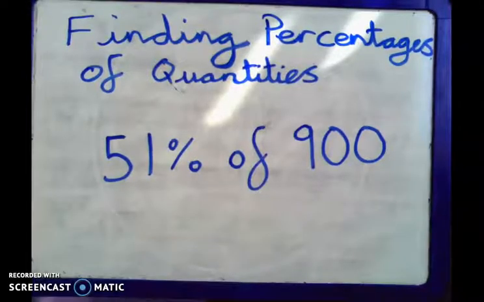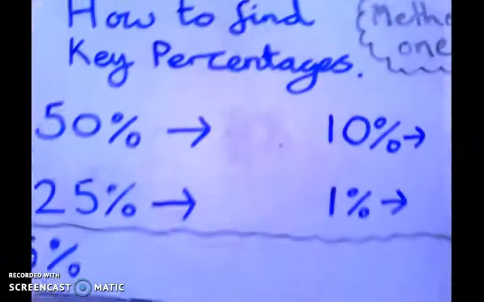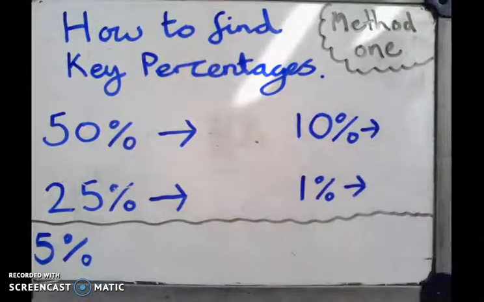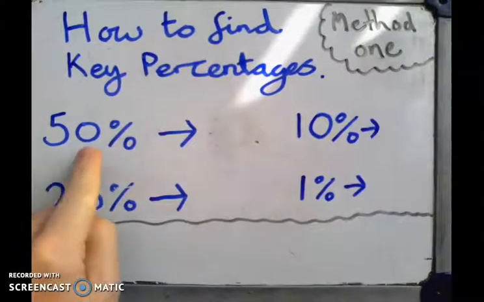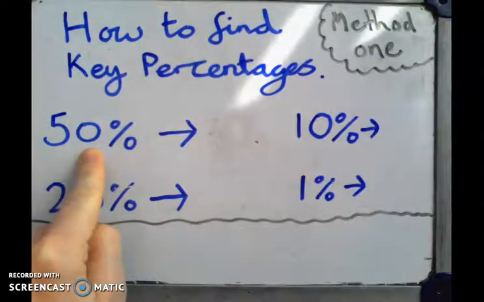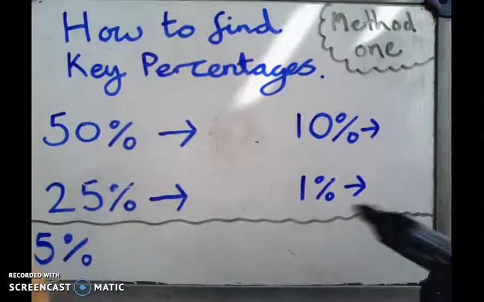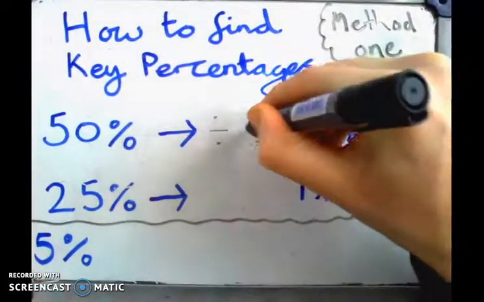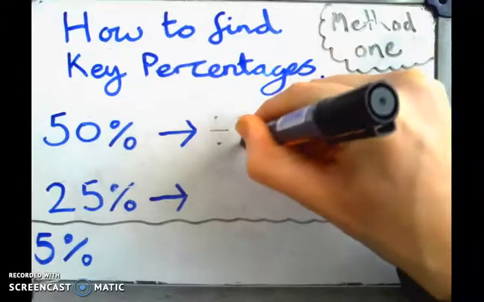The method we're going to practice in this lesson is finding key percentages. This is a great method to practice so that you can calculate percentages of quantities and numbers mentally. 50% of a number, that is the same as dividing by something. 50% of a number is the same as dividing that number by 2.